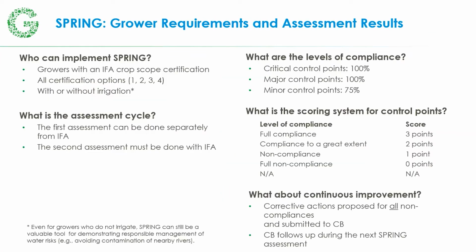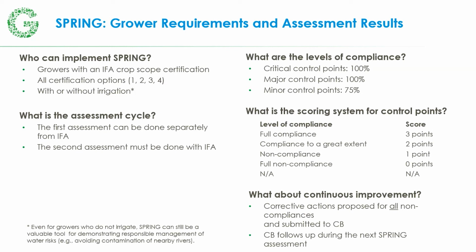Okay, I tried to summarize a lot of information here. You know, the spring training is 8 full hours, and we are trying to give you an overview in half an hour, and then you have time to ask questions. Who can implement the spring? Growers with an IFA or crop for processing scope certification. All certification options, the producers with option 1, 2, 3, or 4.